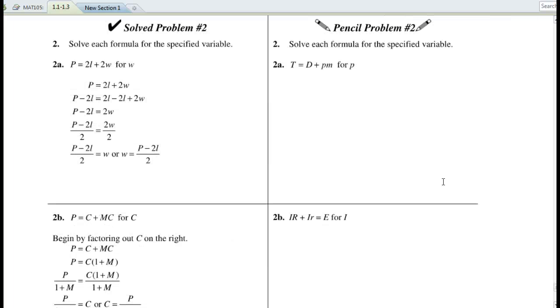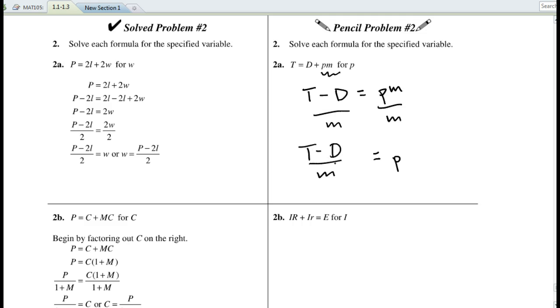Oh no, there are a couple more, I lied. So solve for each variable is the last thing. So basically what you want to do is just get the variable by itself. So this term has a p, get it by itself. T minus d equals pm. And then divide by the number that's not p. So divide by m in this case. So that's our formula for p: T minus d over m.